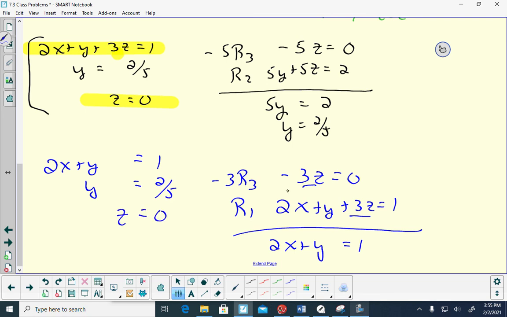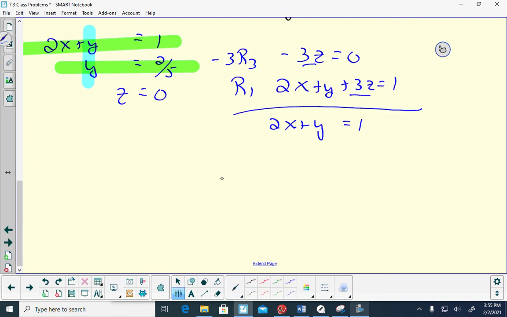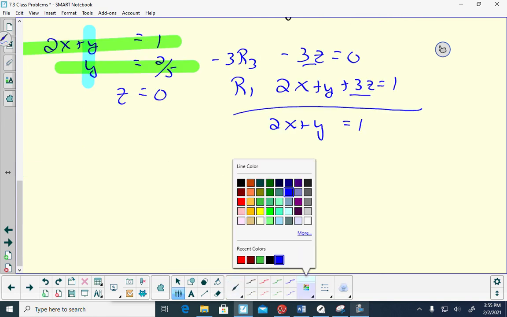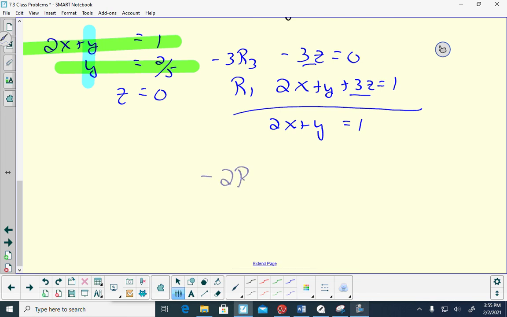Last thing I'm going to do is combine row 1 and row 2 to eliminate the y. And when I do that, I will find a new equation 1, which will be my x. So I'm going to find x at this point. So when I do that, it looks like I just have to multiply row 2 by negative. Oh, I said row 2 and I put negative 2 there. That's not what I want. Row 2 by negative. So that'll be negative y is equal to negative 2/5.